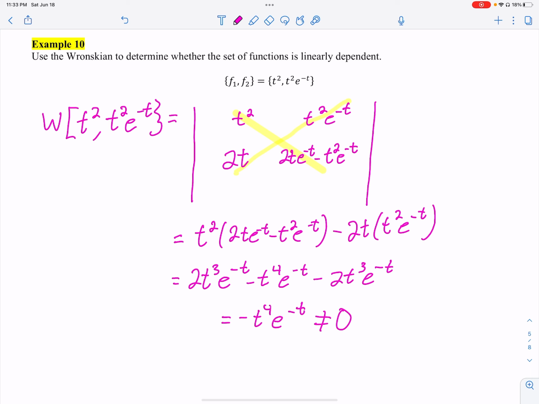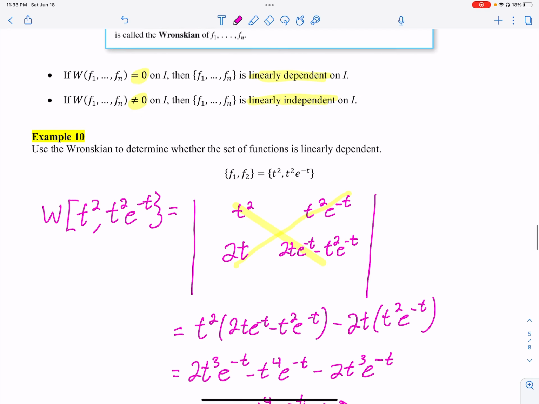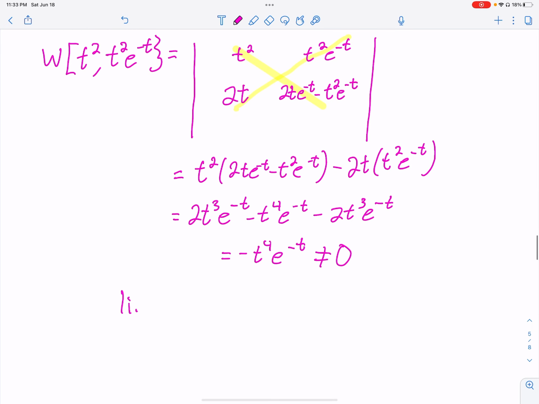This is not a zero. So if we look back at our notes, it says if it's not zero, then they are linearly independent. So if we get a zero there, we got dependent. If we don't get a zero there, it's independent.